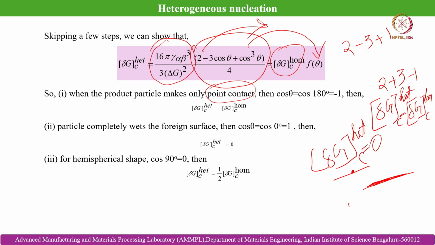That means virtually there is no barrier for nucleation, which is an impossible kind of event, but theoretically it is possible. So, that means there is no nucleation barrier at all. What we see in reality is basically a compromise between this case, where delta Gc is equal to delta Gc homogeneous, and this case, where delta Gc heterogeneous is equal to 0. What is the usual case then?